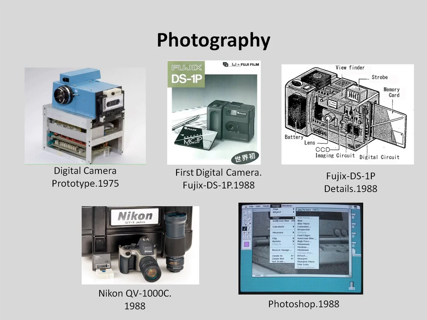In 1988, Nikon released the first commercially digital SLR camera. SLR stands for single lens reflex. It's a type of camera that uses a mirror and prism system to allow the photographer to view through the lens and see exactly what will be captured. Photoshop, a graphics editor program, was created by Thomas and John Knoll in 1988. It was later bought by Adobe in 1995.